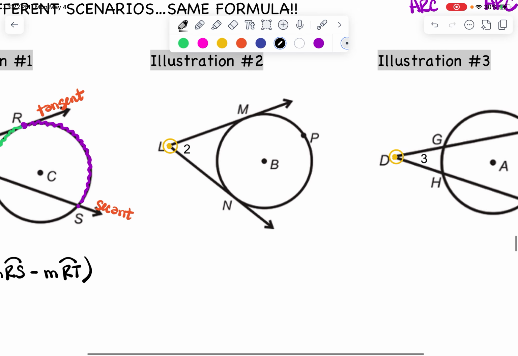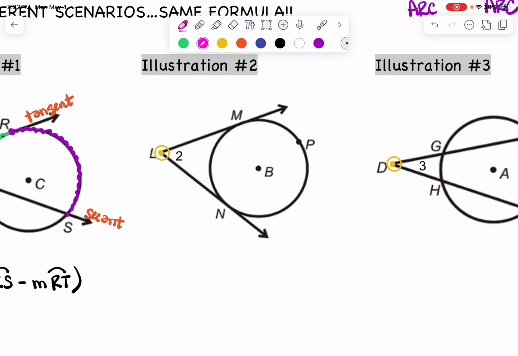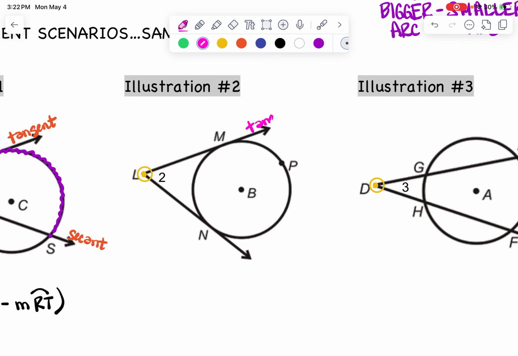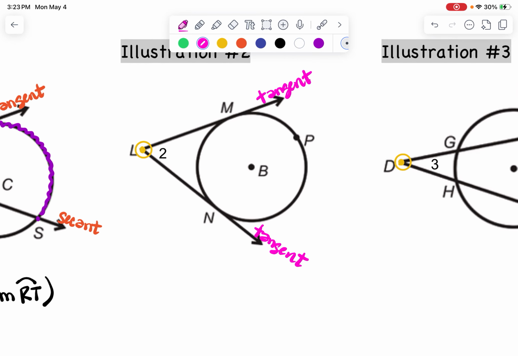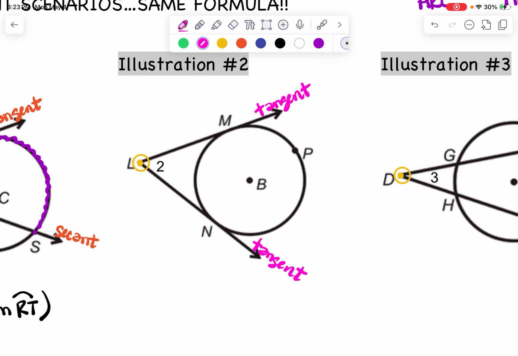All right, number 2 is, again, the exact same formula, but there is a little twist here because this side of the angle is a tangent and this side of the angle is also a tangent. So do you notice how we need the arcs that are trapped inside the circle? But because it's two tangents, everybody's trapped inside the circle. The whole circle is trapped inside of the angle. So this is where it's really important, again, to find those points of tangency. So M and N are our points of tangency. So one of our arcs is going to go all the way from point of tangency to point of tangency. And then the inner arc would be MN.